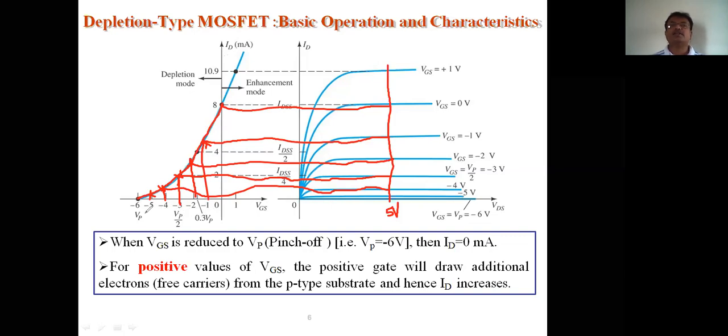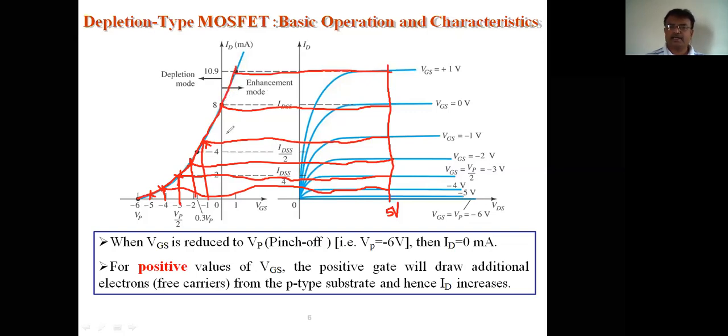There is one more operation mode for the depletion type MOSFET, that is enhancement mode. Enhance means increase. How to enhance? Apply positive gate to source voltage. If you apply positive gate to source voltage, you draw a line, the current increases.